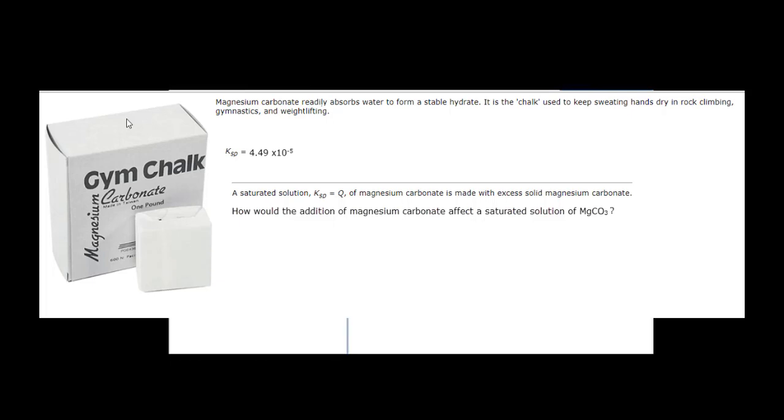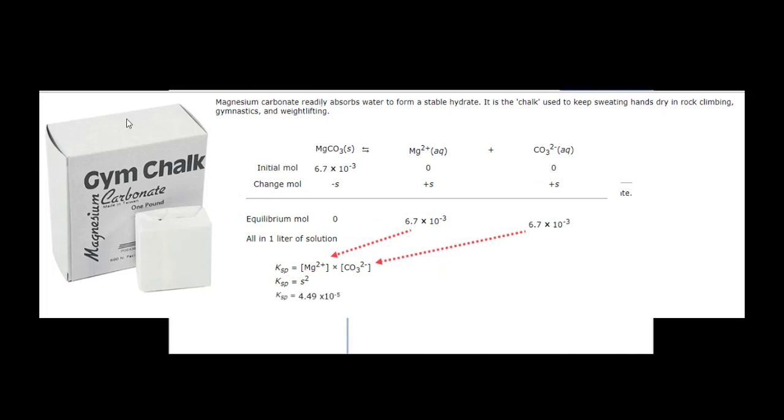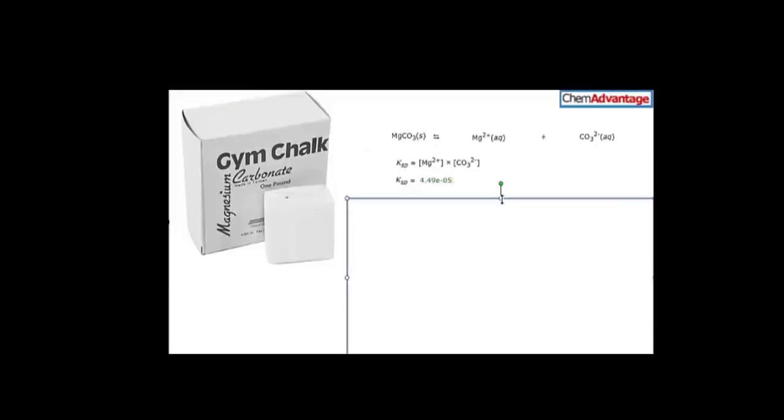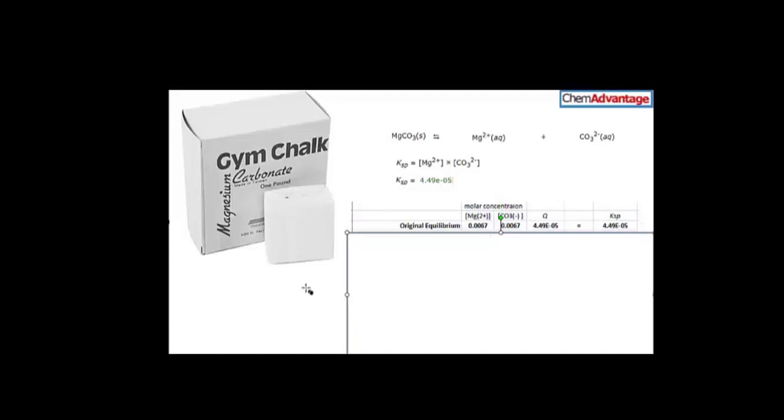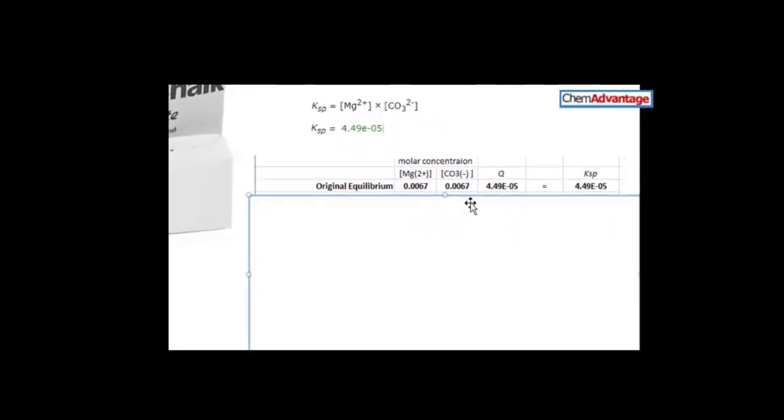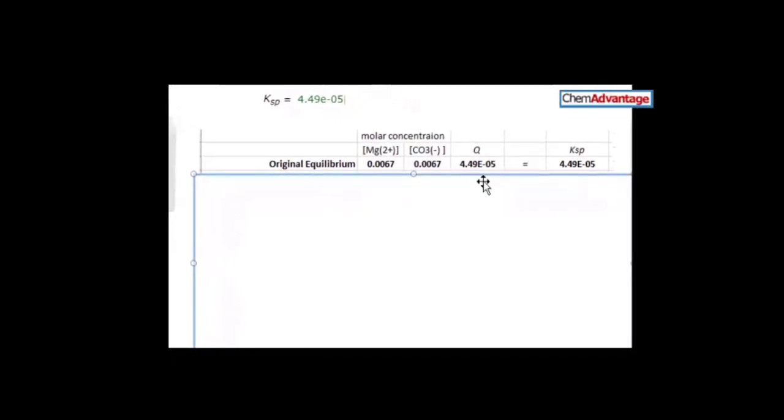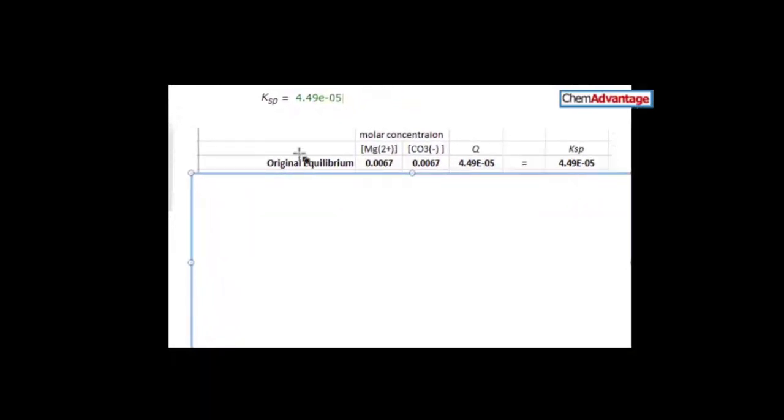So if you dump some of this stuff into a beaker of water, a little bit of the white powder will dissolve, and the concentration of magnesium times the concentration of the carbonate ions, in molarity, will produce 4.49 times 10 to the negative 5. Let's see what that value is in terms of molar concentration. Here's the original equilibrium, 6.7 millimolar, 6.7 millimolar, and it multiplies out to make our Q. We've got KSP, and that's the limit.